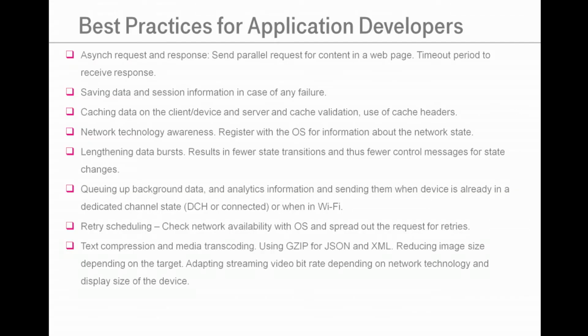Retry scheduling: check network availability. If there is none, don't keep retrying. Check if the device has network connectivity before pinging the server again. Using text compression, this is reducing the image size depending on the target. That is a good practice to do.